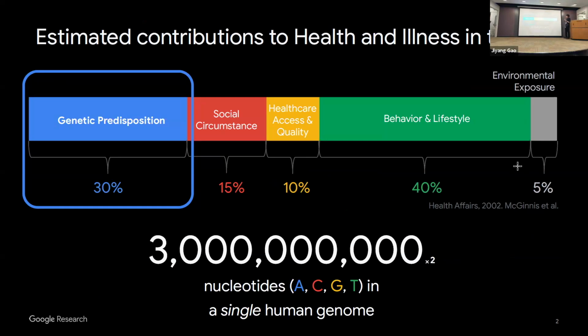I guess one of the reasons why I'm working in this field is because I think genetics is a crucial component in understanding human health and biology. In this one study, you can see that 30% of human health and illness in the US can be due to genetic predisposition. So it's an important problem to solve, especially from a personalized medicine standpoint. And every single one of us has 6 billion nucleotides, 3 billion from your father and 3 billion from your mother, in a single human genome. So it's very big data, and big data is a very interesting problem.